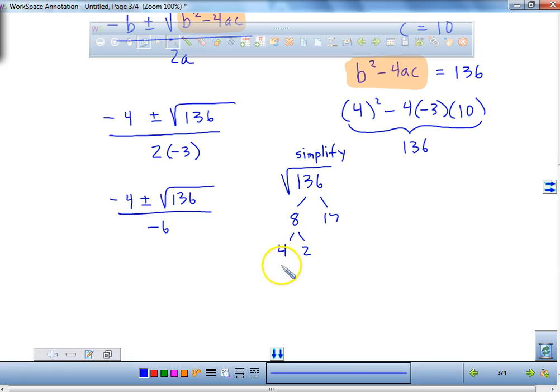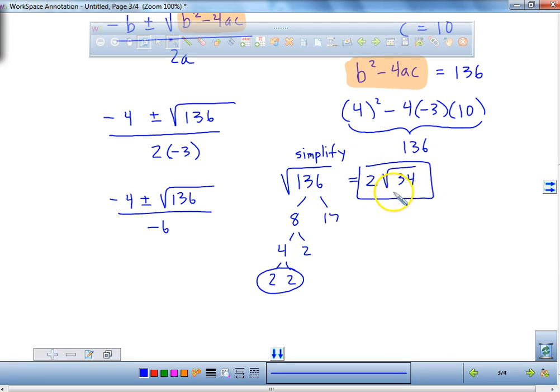That's it. So you just keep it, right? And 4 breaks down to 2 and 2. Hey, I got a pair. So what comes out of the radical? A 2. What stays inside? A 2 times a 17, and 2 times 17 is 34. That's your simplified radical.